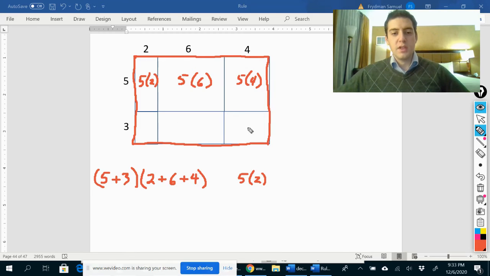This one would be 3 times 4. The area of this one would be 3 times 6. Okay, the width is 3, the length is 6, and the area of this one would be 3 times 2. Okay, the width is 3, the length is 2. So if we add all of these areas up, it gives us the area of the full rectangle, which I outlined in red here.